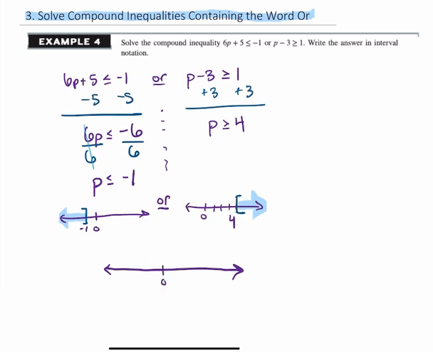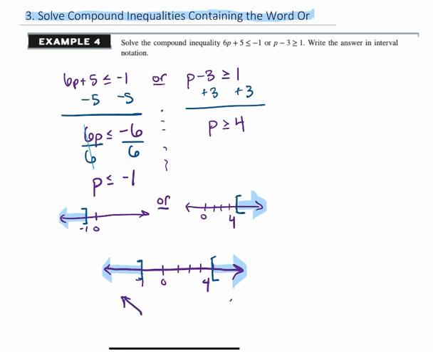This is 0, so -1 is here, 2, 3, 4 is over here. So everything less than or equal to -1, or everything greater than or equal to +4. So you can have these sort of broken, discontinuous intervals. So let's write it as interval notation.